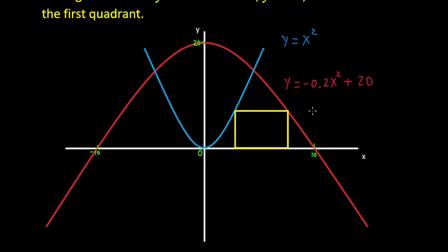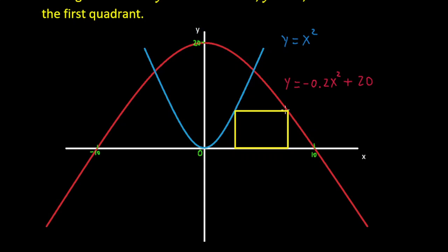Now, first of all, you need to think about what is the area of a rectangle. It is length times width. It seems like the length here is represented by the x-axis, and the width here is represented by the y-axis. But this is not just simply x times y, because we're doing an optimization problem here.